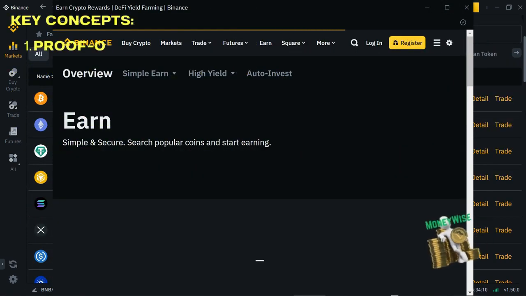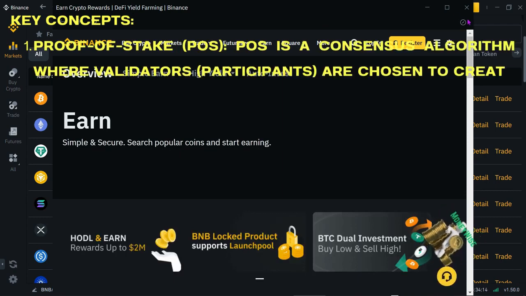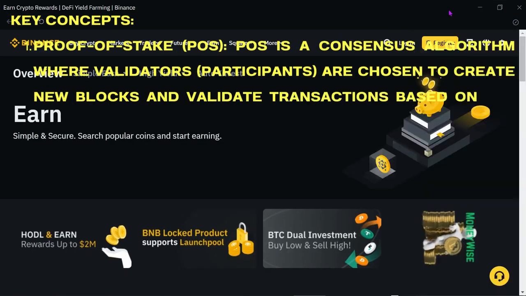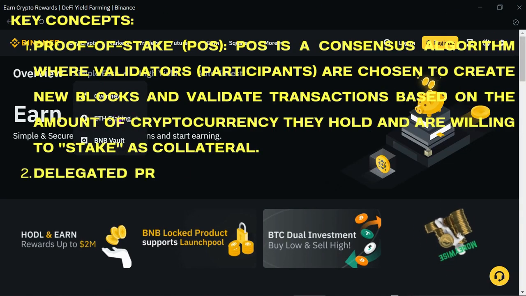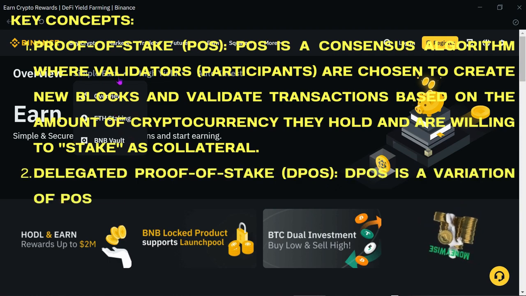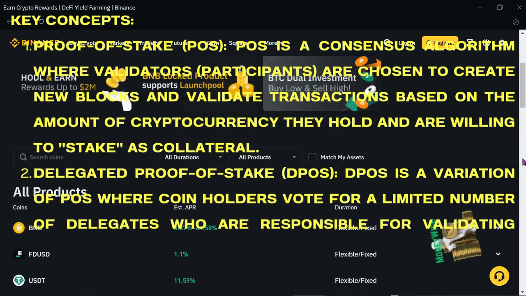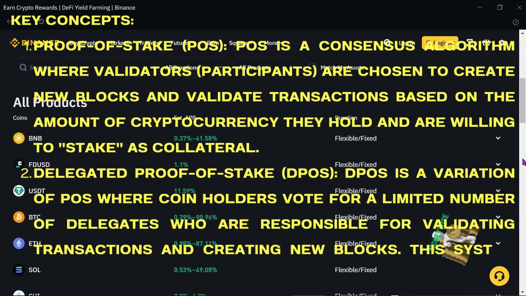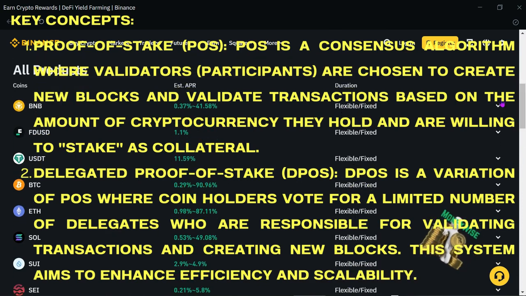Key concepts. 1. Proof of stake (PoS) is a consensus algorithm where validators, or participants, are chosen to create new blocks and validate transactions based on the amount of cryptocurrency they hold and are willing to stake as collateral. 2. Delegated proof of stake (DPoS). DPoS is a variation of PoS where coin holders vote for a limited number of delegates who are responsible for validating transactions and creating new blocks. This system aims to enhance efficiency and scalability.